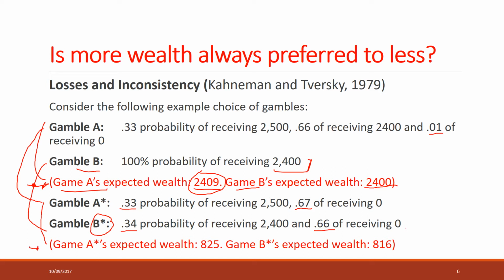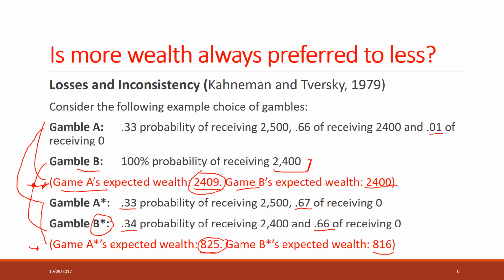When we work out the expected value of gamble A star and gamble B star, we find that with gamble A star, the expected value is 825. With gamble B star, the expected value is 816. So once again, if we are a rational investor, we would pick gamble A star because the expected value is higher than gamble B star. Right?